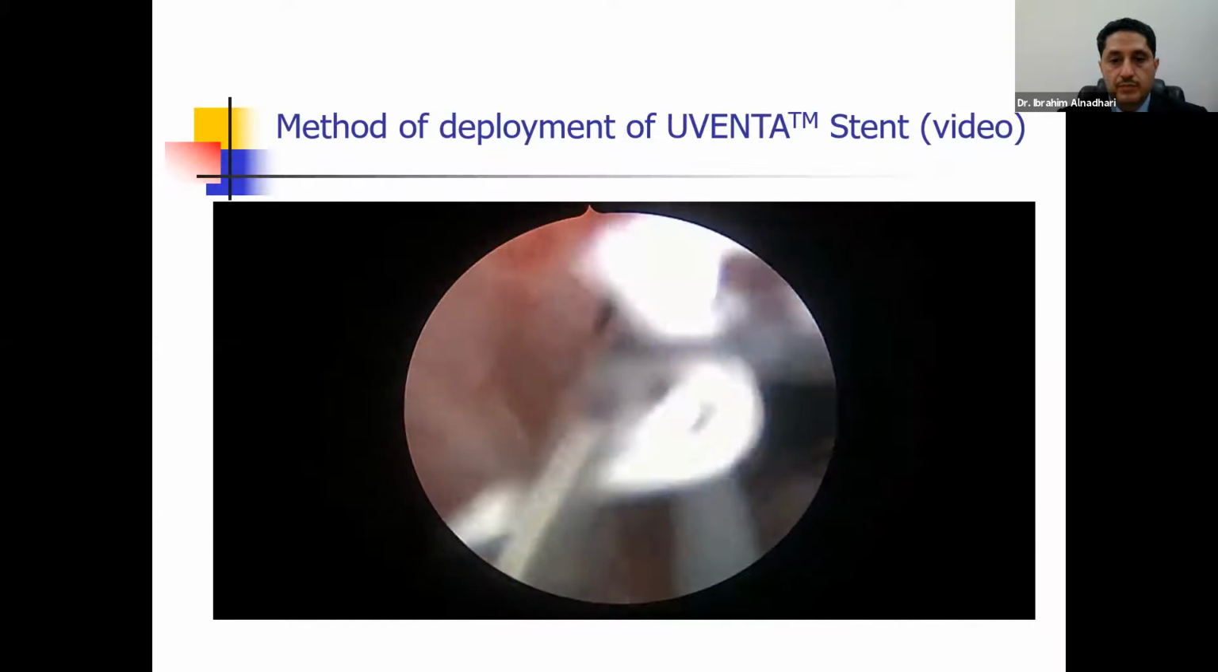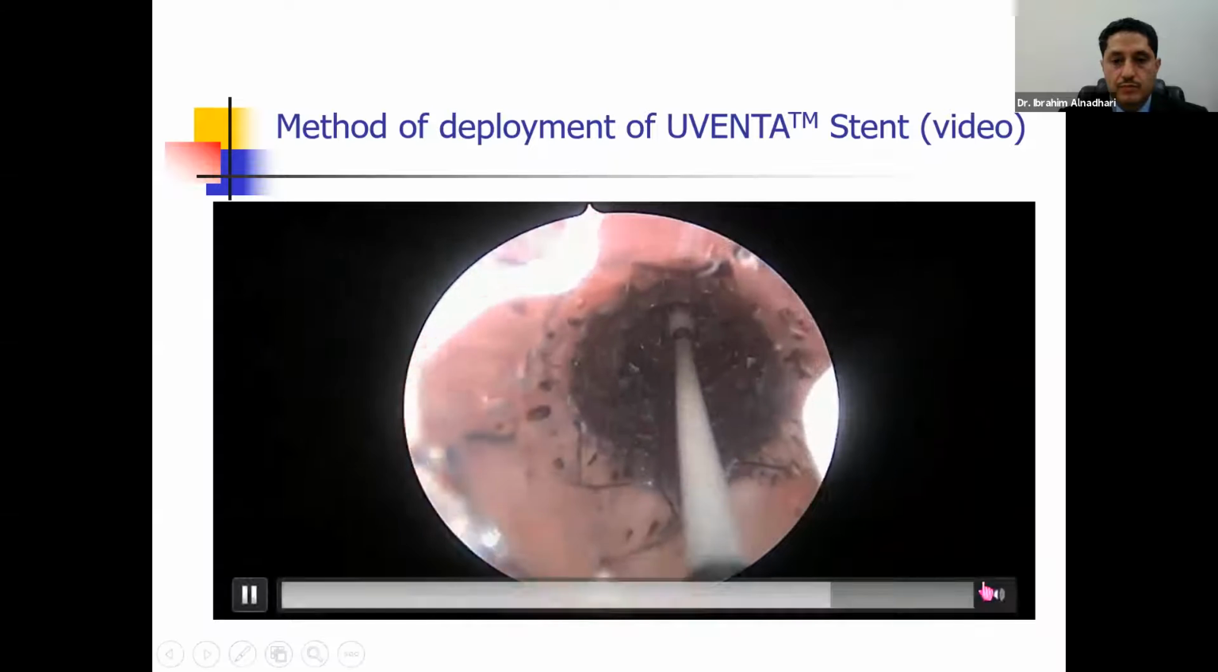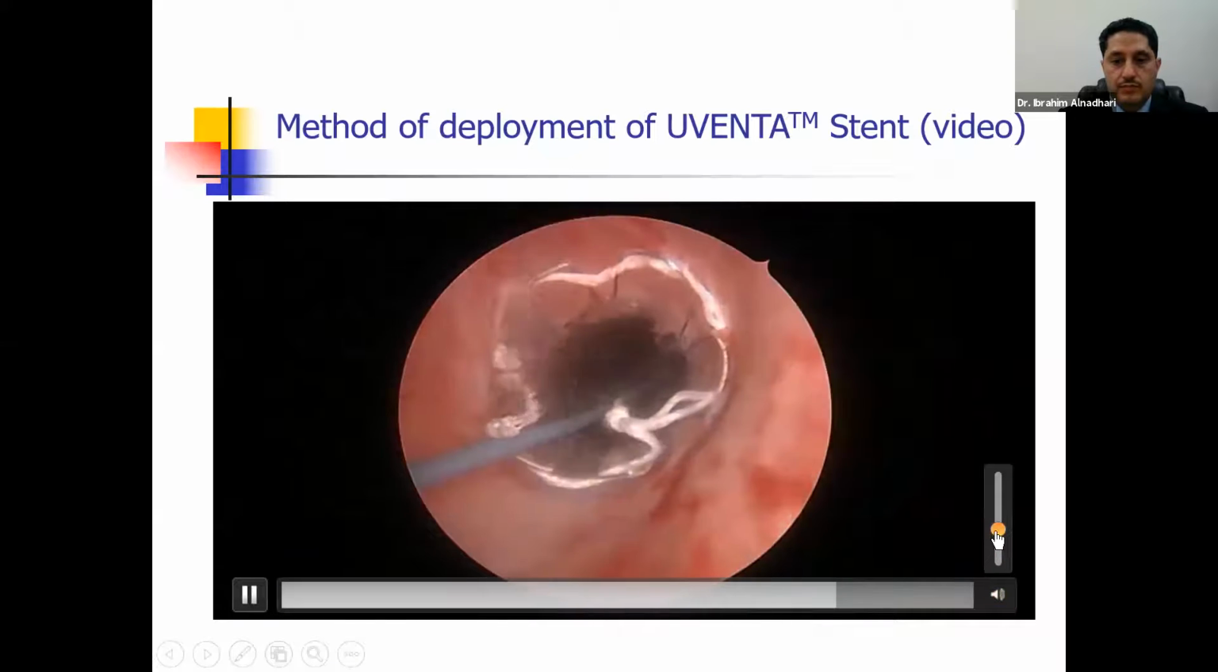Now we start to release the stent. You can see how it's covered with the silicone and it is self-expandable.